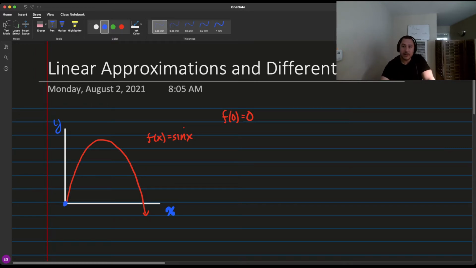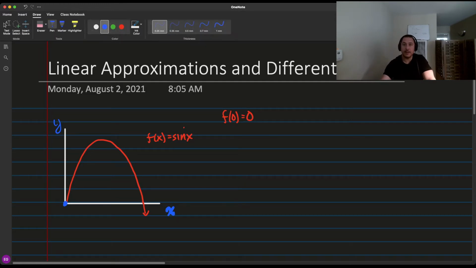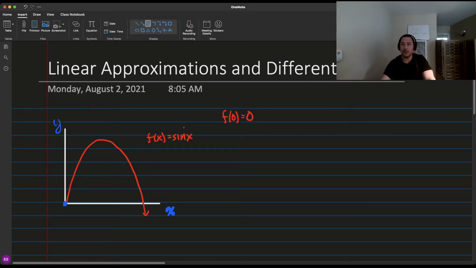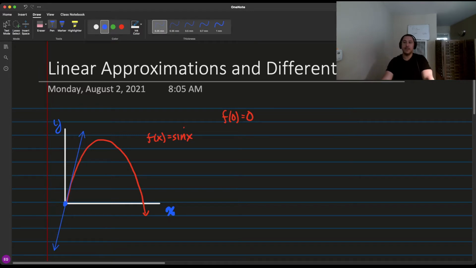And I'm going to draw in a little line. Okay, let me draw in a line, please, computer. There we go. Okay, so let's say that's the tangent point at 0. The tangent line at x equals 0. Close enough. Okay, so we know what the sine of 0 is.